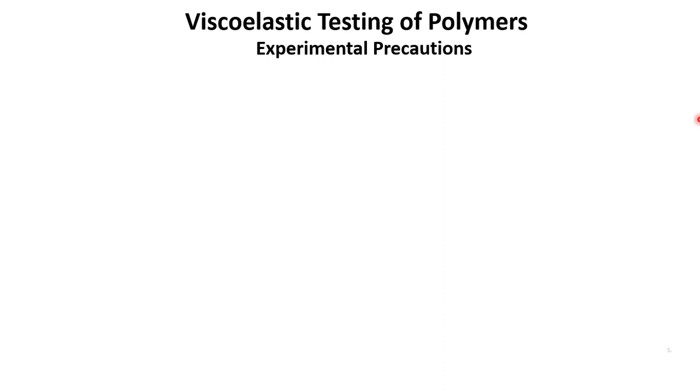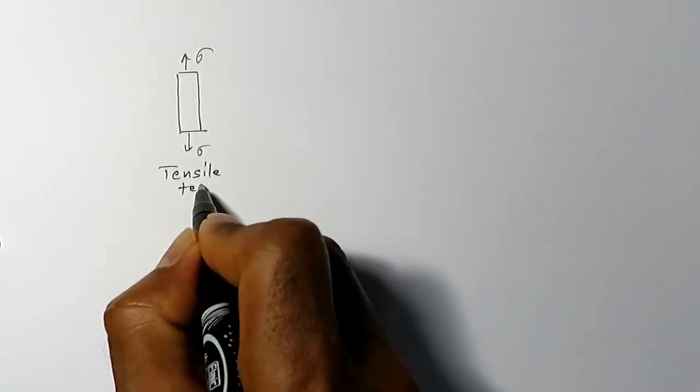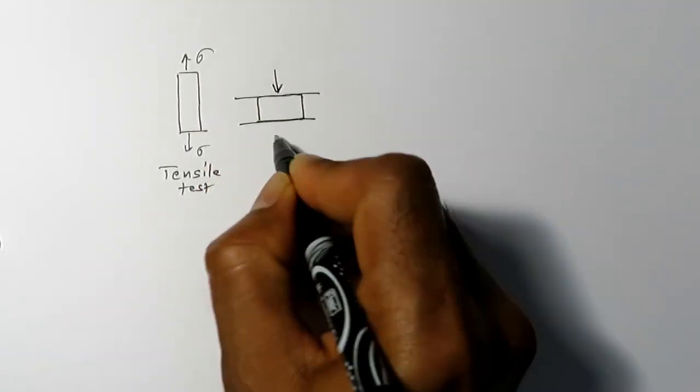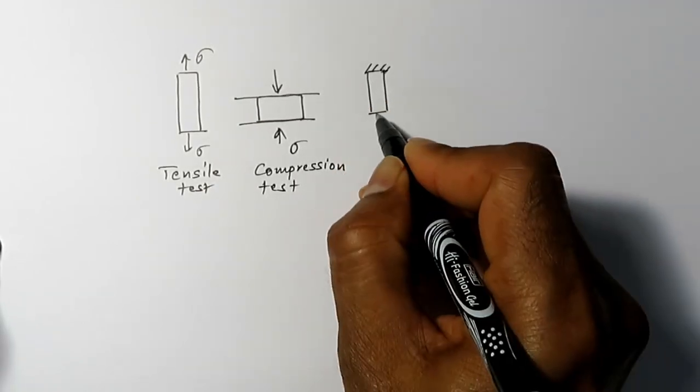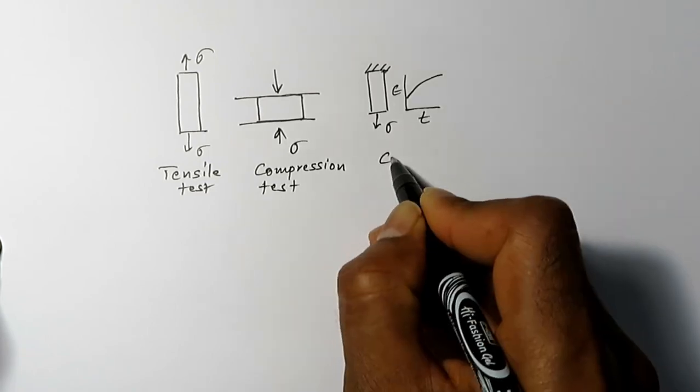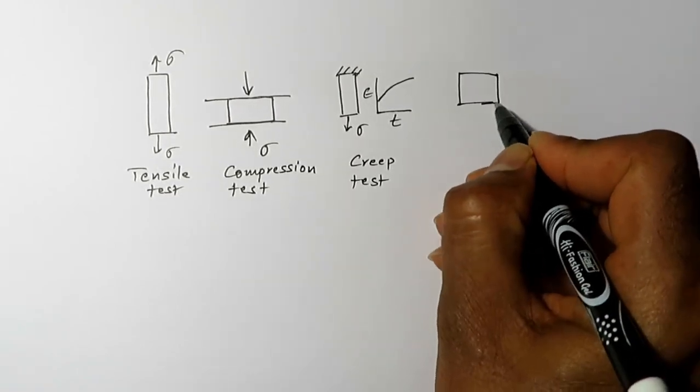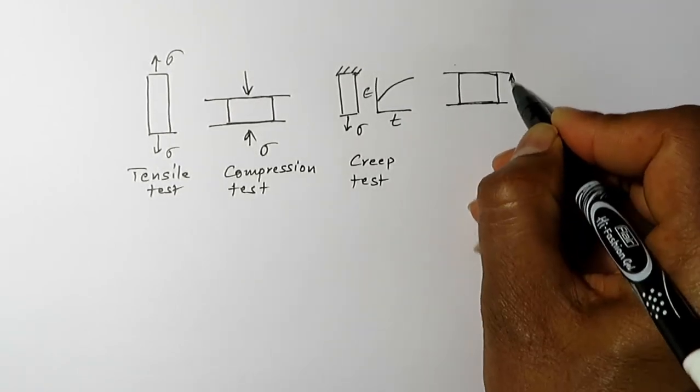Viscoelastic testing of polymers. The understanding of viscoelastic behavior of polymers requires that very careful experiments are conducted for a range of frequency or time and temperature. We studied a number of tests that could be performed. These tests are simple tensile or compression tests, creep test, stress relaxation test, recovery test, and the dynamic loading test. Each method has its own advantages and disadvantages.